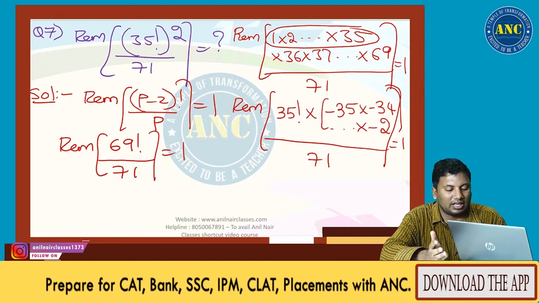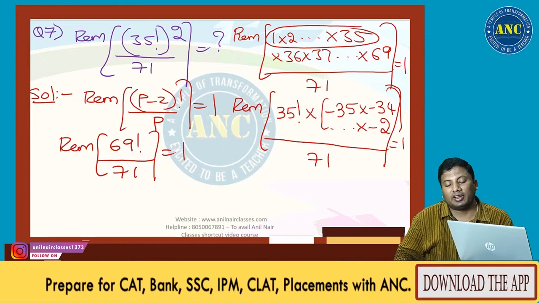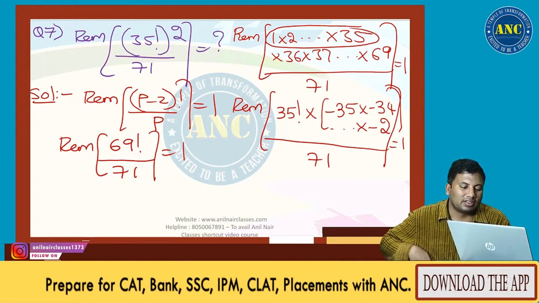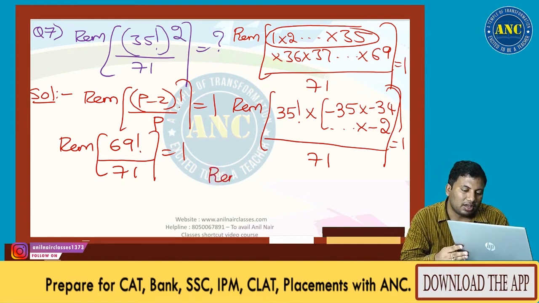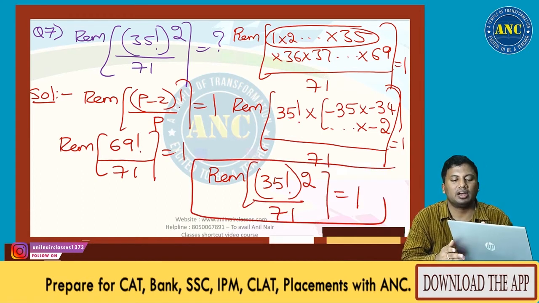34 numbers are there. I hope it is clear, right? 2 to 35, 34 negatives are there. 34 negatives turned positive. Here also you are getting 1. 35 factorial whole square divided by 71 results in 1. I hope it is clear.